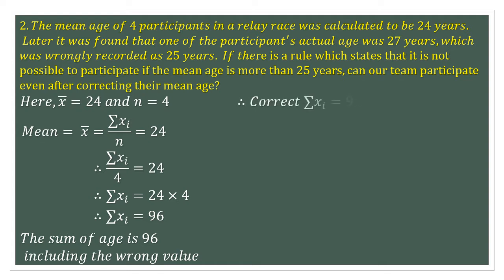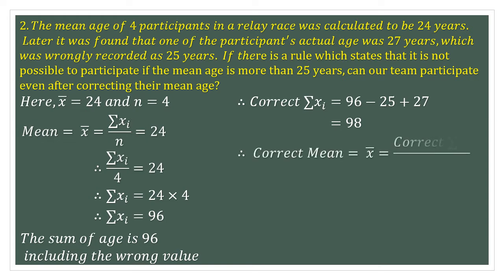So correct value is 96 minus the wrong value, which is 25, plus the correct value, which is 27, and you will find the corrected total of the age is 98 years. Now we will calculate mean using this corrected total. So correct summation xi upon n will be 98 upon 4. The answer is 24.5 years.